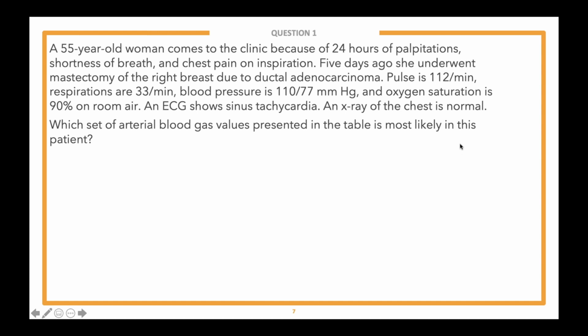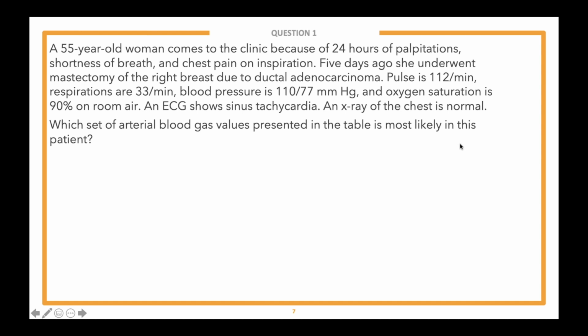Excellent. I see the responses coming in, so let's go ahead and read that vignette. A 55-year-old woman comes to the clinic because of 24 hours of palpitations, shortness of breath, and chest pain on inspiration. 5 days ago, she underwent mastectomy of the right breast due to ductal adenocarcinoma.